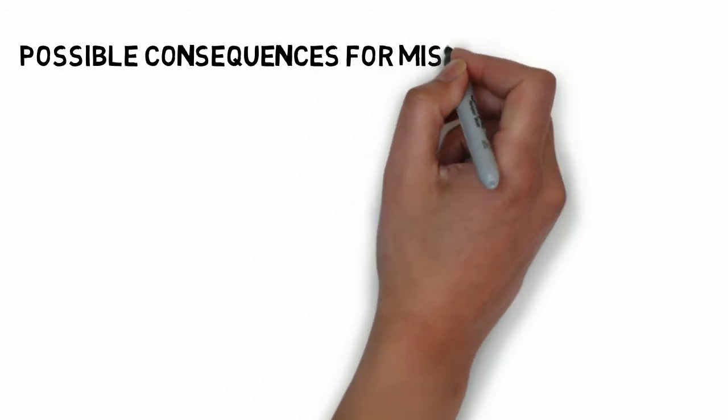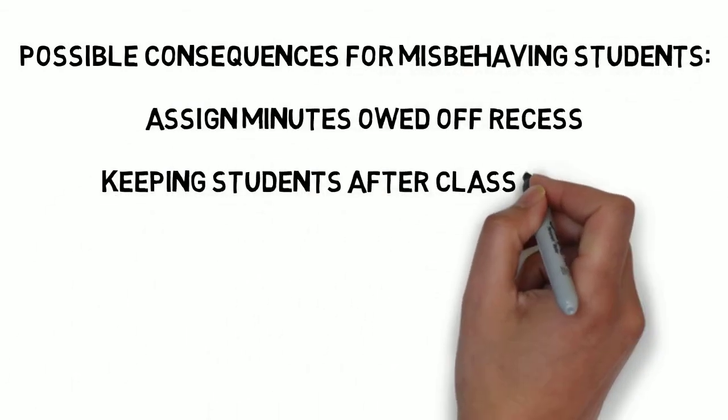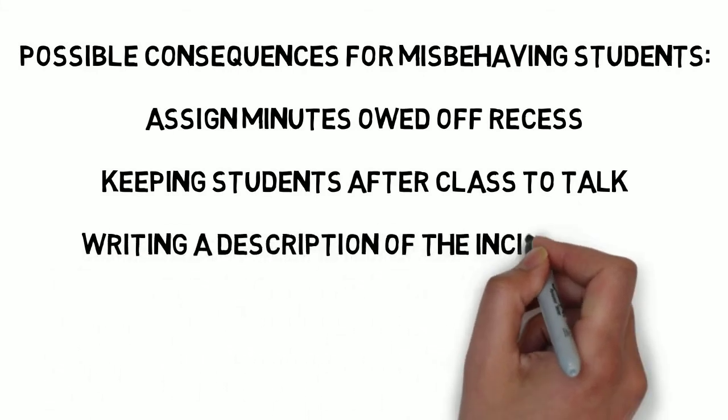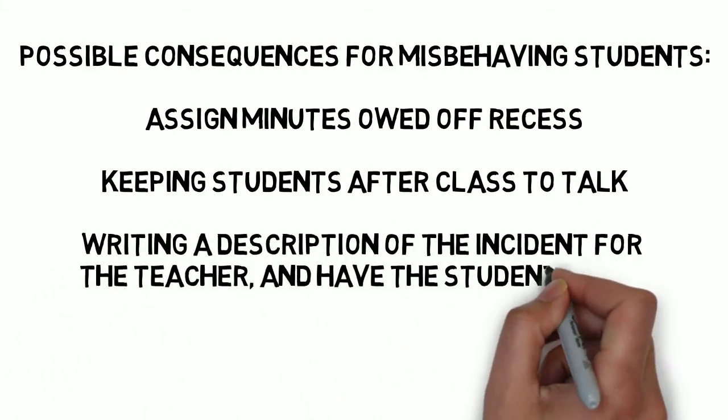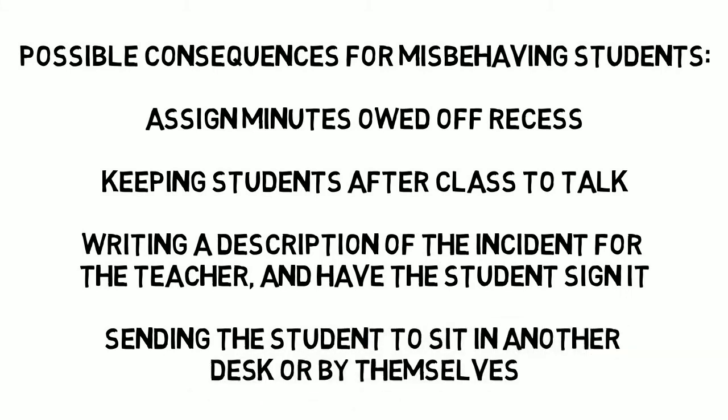There are a variety of consequences for inappropriate student behavior in your classroom, and you need to decide what will work best for the situation. Some suggestions I've used in the past include assigning minutes owed off recess, keeping students after class to talk, writing a description of the incident for the teacher and having the student sign it, or sending the student to sit at another desk by themselves. Try to use as little consequence as you need to achieve the desired result, which is the student behaving appropriately.